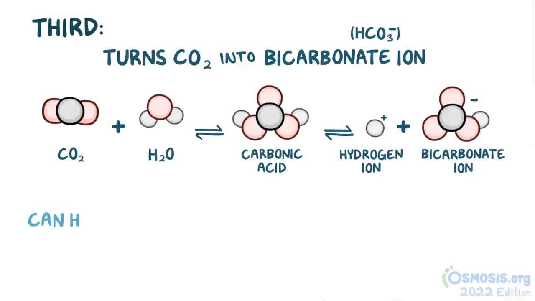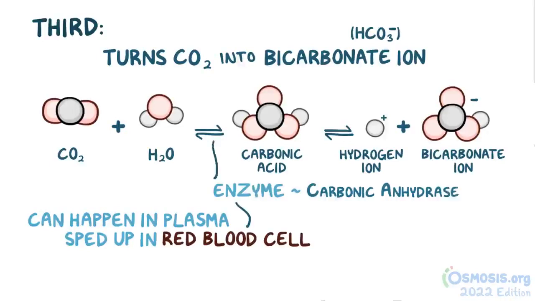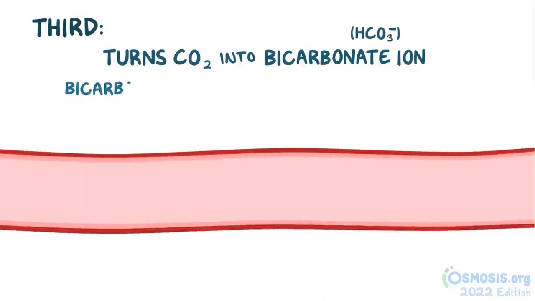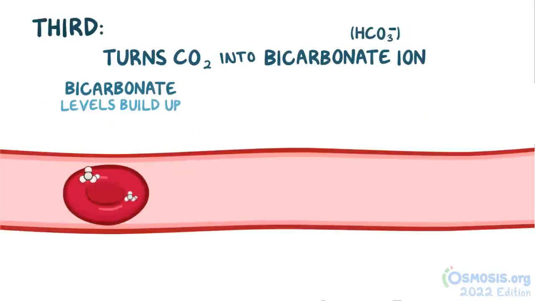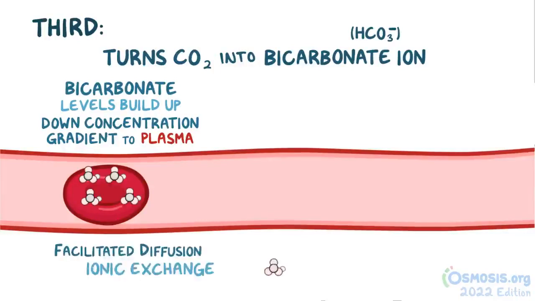And while this reaction can also happen in the plasma, it's sped up in the red blood cell by the enzyme carbonic anhydrase to produce a large amount of HCO3- and H+. As bicarbonate ion levels build up in the red blood cell, the bicarbonate ions start moving down their concentration gradient and flow into the plasma. The shift in charge this creates is balanced by facilitated diffusion, an ionic exchange between bicarbonate and chloride, called the chloride shift. So chloride comes into the red blood cell as bicarbonate goes into the plasma.